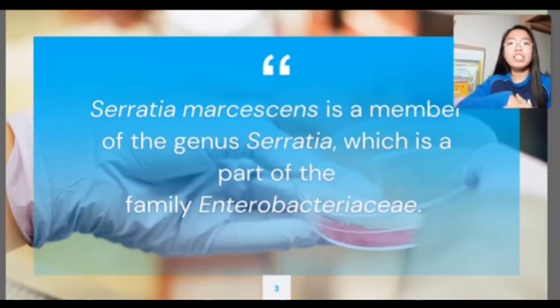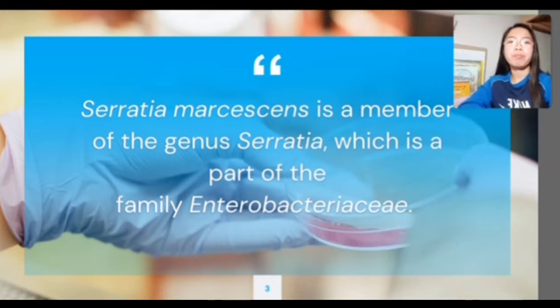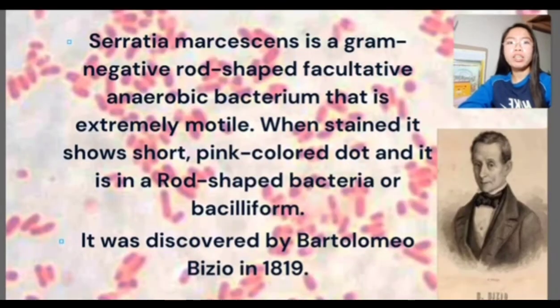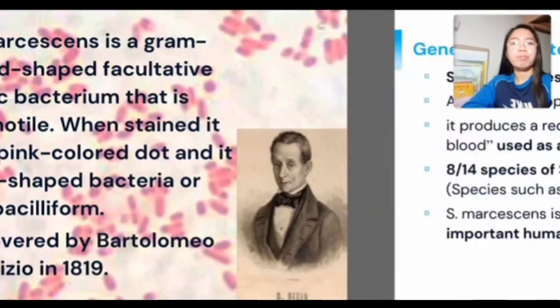Okay. Serratia marcescens is a member of the genus Serratia, which is a part of the family Enterobacteriaceae. Its general characteristics are: Serratia marcescens is a gram-negative rod-shaped facultative anaerobic bacterium that is extremely motile. When it is stained, it shows short, pink, colored dots, and it is a rod-shaped bacteria or bacilliform. As you can see in the picture, bacilliform din siya. So it was discovered by Bartolomeo Bizio in 1819.